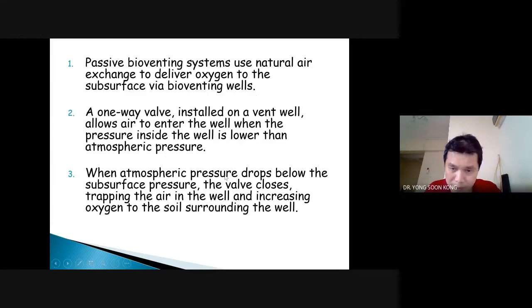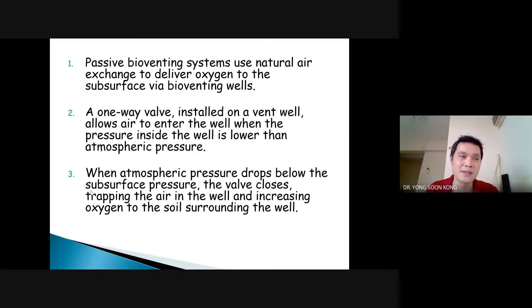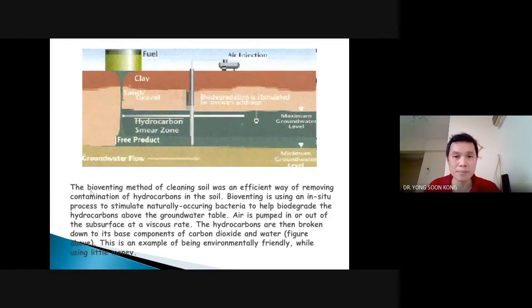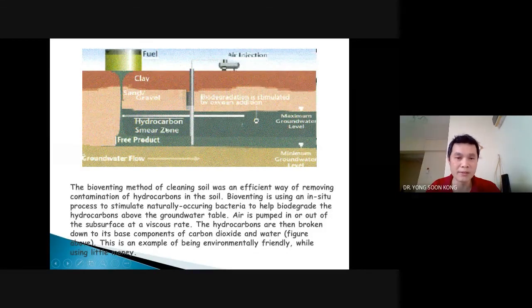So number 3, when atmospheric pressure drops below the subsurface pressure, the valve closes, trapping the air inside the well. So like I said, number 3, it's a fail-safe. If the pressure is not too high, then it will close by itself, preventing outside air from coming in and further complicating the entire bioremediation process. So this is an example, like I said, of air injection, giving more air so that the bacteria already contained inside this contaminated zone will further do its job.